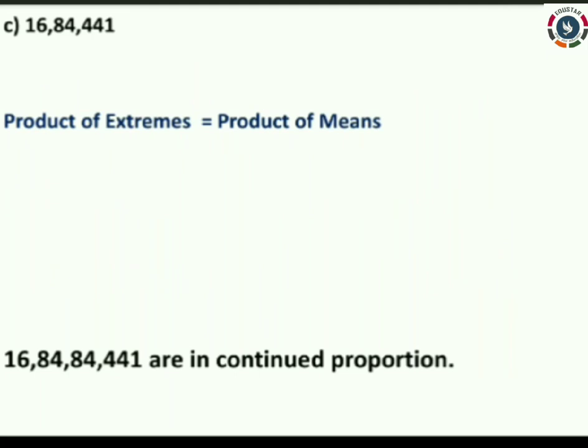Next, 16, 84, 441. You have to check whether these 3 terms are in continuous proportion or not, right? So how will you write the terms? 16, 84. Next, I have to repeat the second term, right? So again 84 and 441.